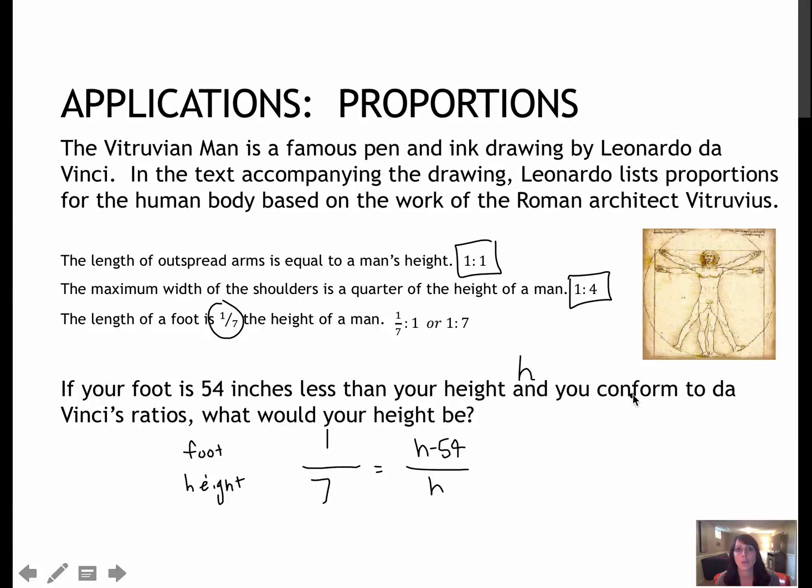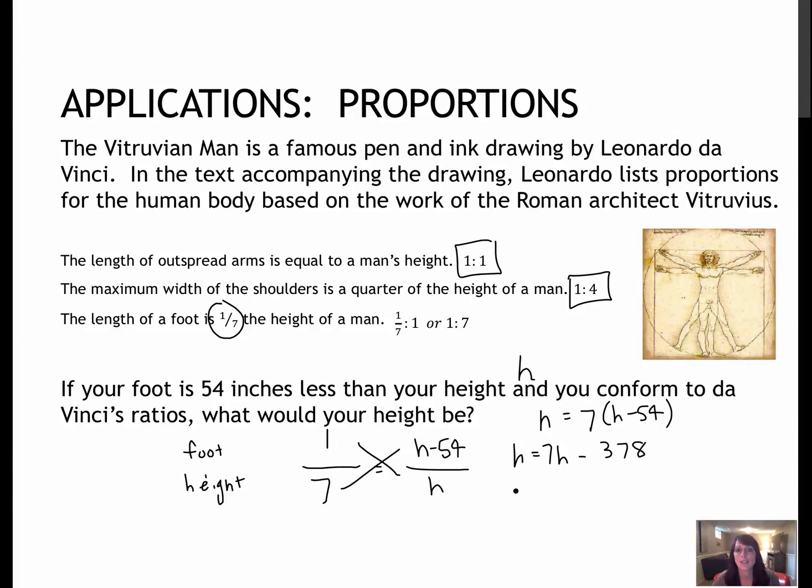So now I have a proportion that I can then solve. We all know that to solve a proportion, we just simply cross multiply. So 1 times h is h. 7 times h minus 54 is 7 times h minus 54. And then we'll just simplify the right side. That gives me 7h minus 378.